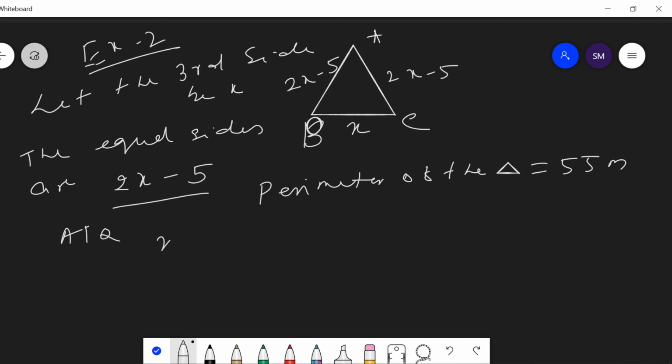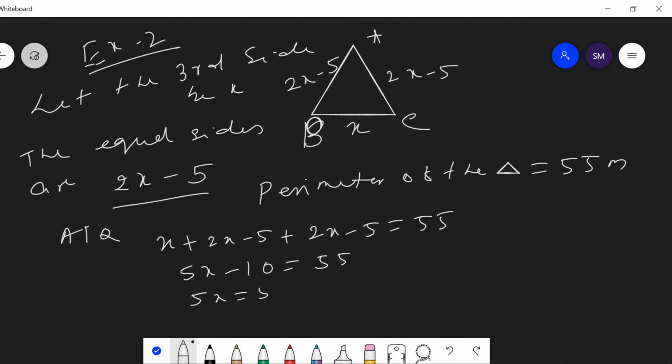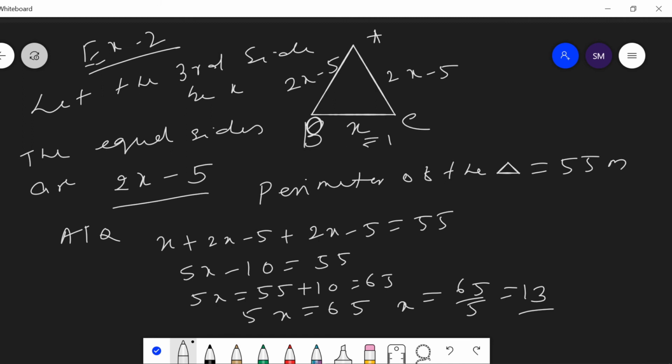Then according to the question, x plus 2x minus 5 plus 2x minus 5 is equal to 55, which shows that 5x minus 10 is equal to 55, which shows that 5x is equal to 55 plus 10, which is 65. This means 5x is equal to 65. X is equal to 65 upon 5, which is 13. Means the third side is equal to 13.